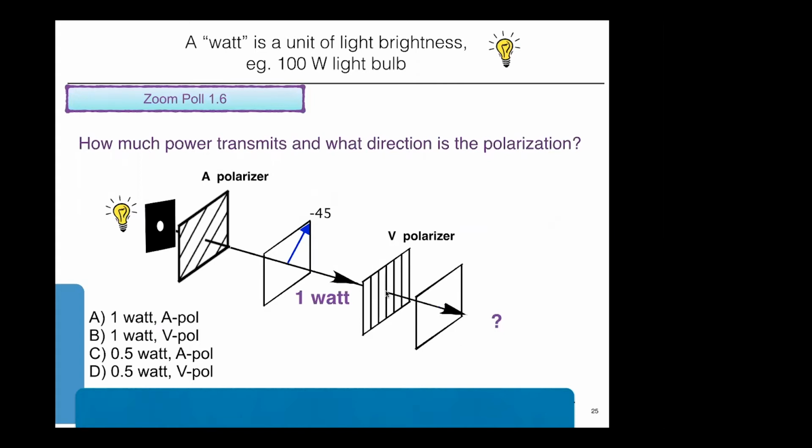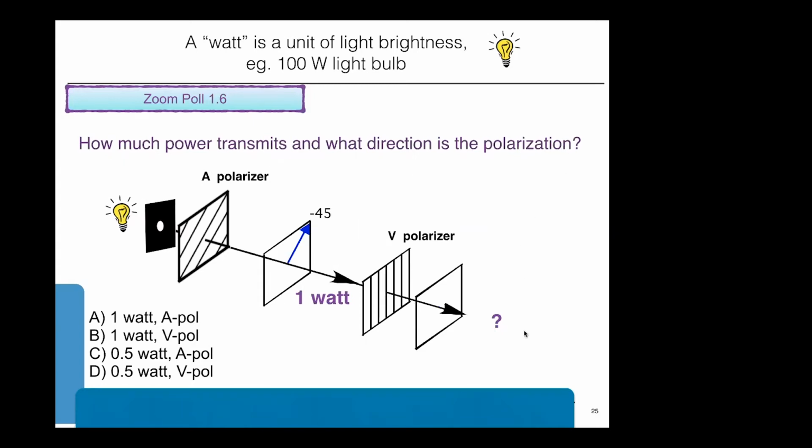Remember, we can represent this A polarization as a vector sum of vertical and horizontal. So you can think of this blue oscillating arrow as two oscillating arrows, one going vertically and one going horizontally. So now think about that. What's going to happen when it goes through the V polarizer?